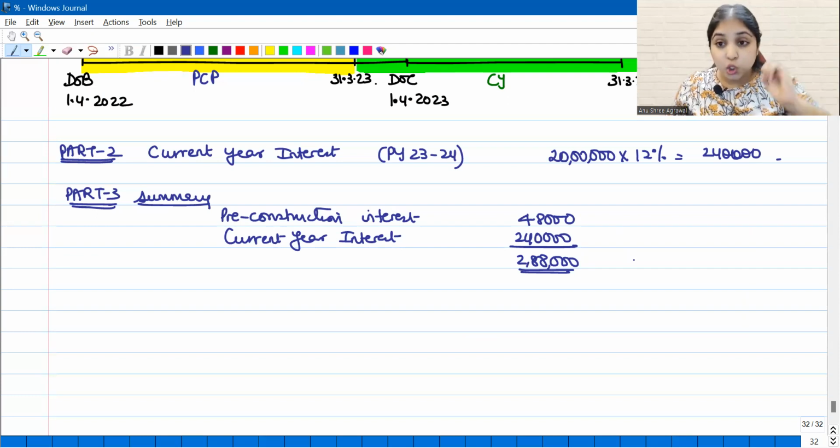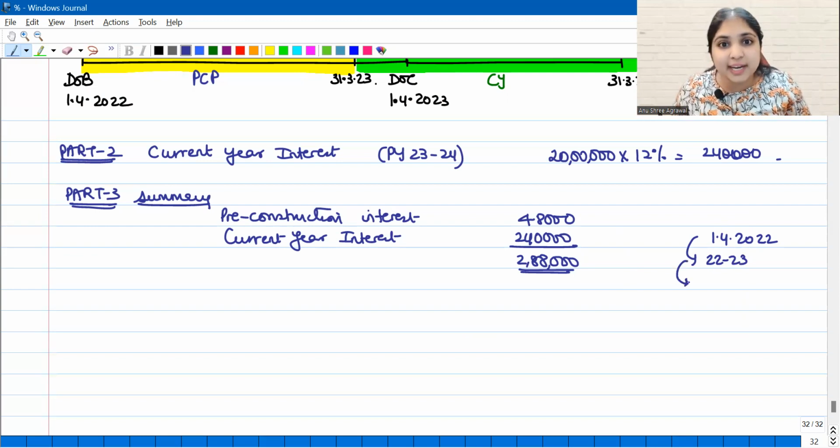Tell me, what's the third condition? Third condition says you must complete the construction within 5 years from the end of the year in which the loan is borrowed. Remember, I was telling you in the earlier question, it is not 5 years from the date of borrowing. It is 5 years from the end of the year of borrowing. See, I'll help you. When did we borrow the loan, guys? We borrowed the loan on 1st April 2022. What is the year of borrowing? Year of borrowing is 22-23.